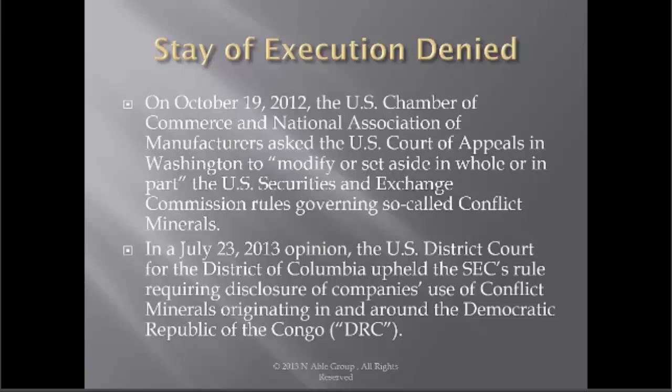So there was a potential stay of execution right after the SEC published their final ruling. The U.S. Chamber of Commerce and the National Association of Manufacturers asked the U.S. Court of Appeals to set it aside. July 23rd of this year, they came back and said, no, there's no set aside. You have to continue on. And so what a lot of companies had hoped for did not happen, and now everybody is in a catch-up mode trying to figure out what they have to do to be compliant.